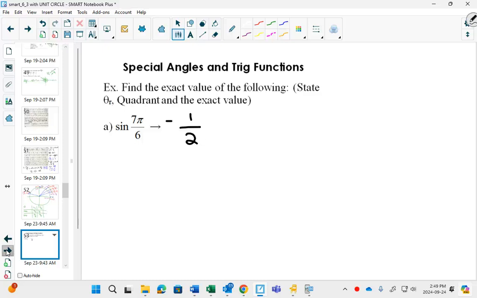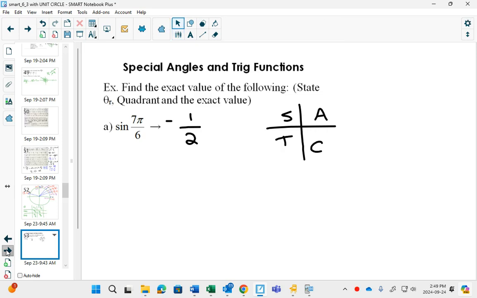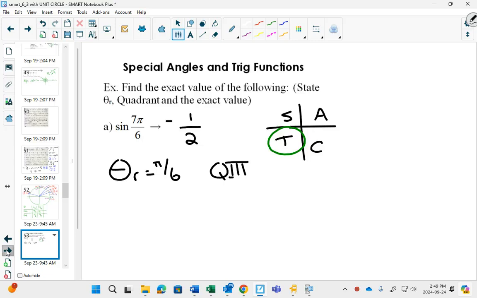But because 7 pi over 6 is in quadrant 3, it has to be negative in quadrant 3. So then I would know that sine of 7 pi over 6 is negative a half. Now if you have your complete unit circle, you could just go to 7 pi over 6 and look at the y-coordinate, and it would show up as negative a half that way as well. Okay, but the idea is we're going to think about the family, and the family is basically your reference angle. And we're going to think about the quadrant, and the quadrant is going to tell us if it's positive or negative.